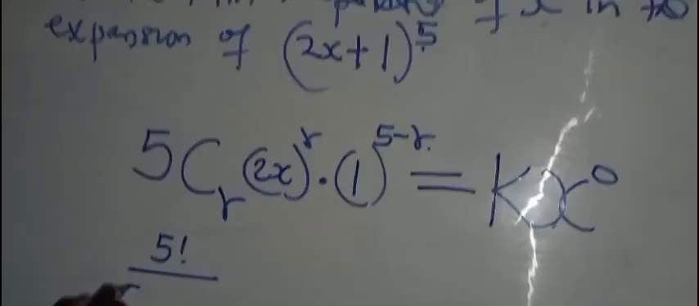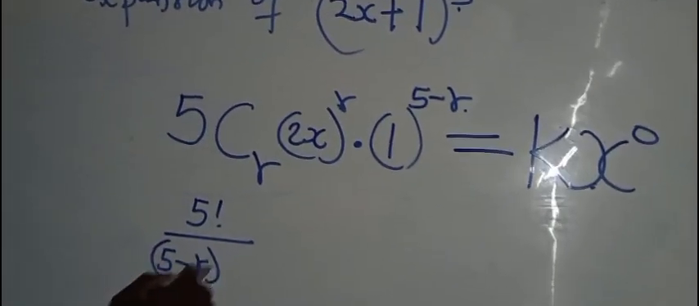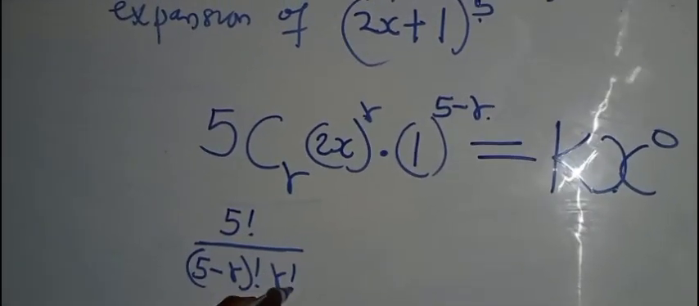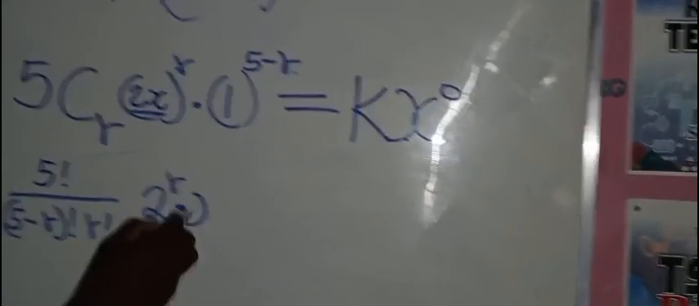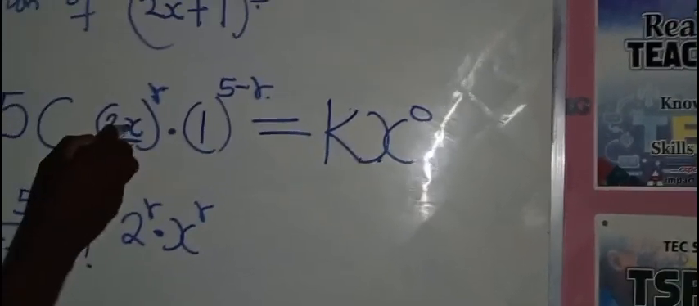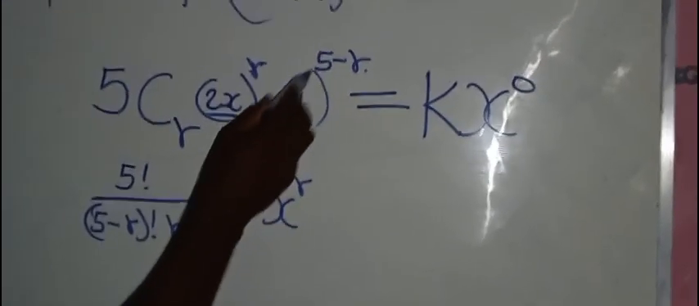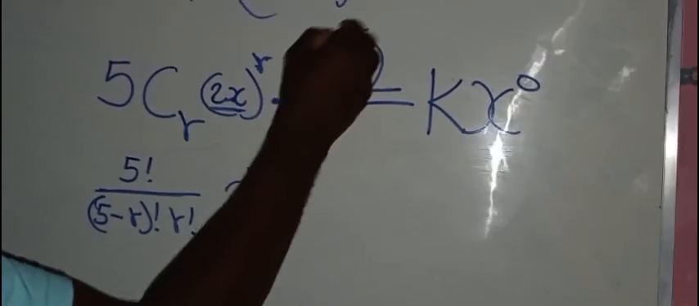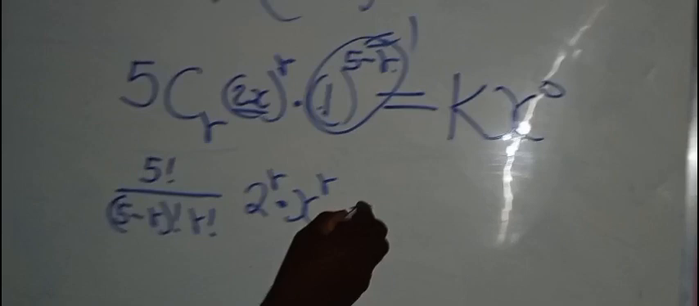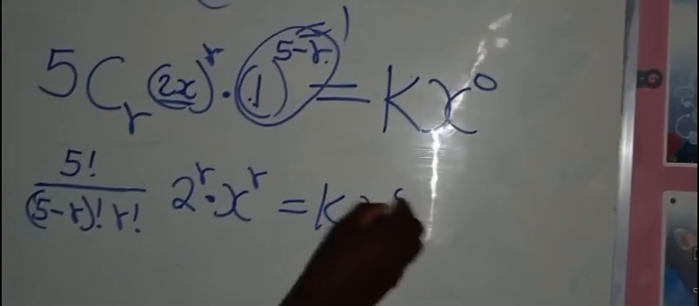factorial over 5 minus r factorial. Are you following? Then r factorial. This is 2 raised to power. Now split this into 2. 2x raised to power r means 2 raised to power r times x raised to power r. This exponent, multiply this and this. Now this one is 1 raised to power 5 minus r. Now anything raised to power 1 raised to power anything is 1. So that one has gone. So equals to k x raised to power 0.